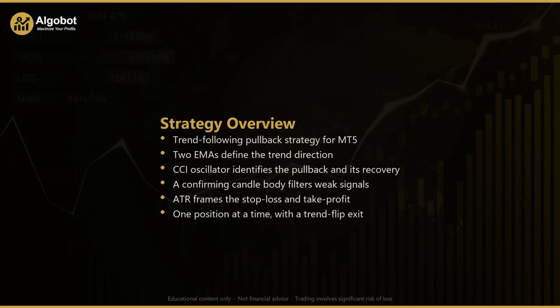Who is this style of strategy for, in an educational sense? It tends to appeal to traders who prefer a rules-based, patient approach, people who are comfortable waiting for several conditions to align rather than acting on every wiggle. It only takes one position at a time per magic number, and it defines its own exit through a protective stop, a profit objective, and a trend flip safeguard. Throughout this video, keep in mind that we're studying how the code behaves, not predicting what it will earn. Markets carry real risk, and every strategy experiences losing trades. Our goal here is understanding, not expectation.